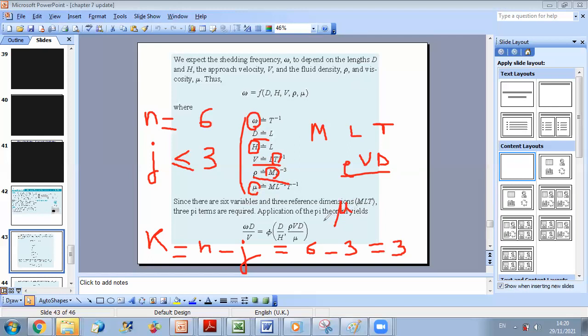You can select the coefficient that you want for mu. If you set the coefficient of mu to -1, you get rho v d over mu. Okay. So this is the first group.